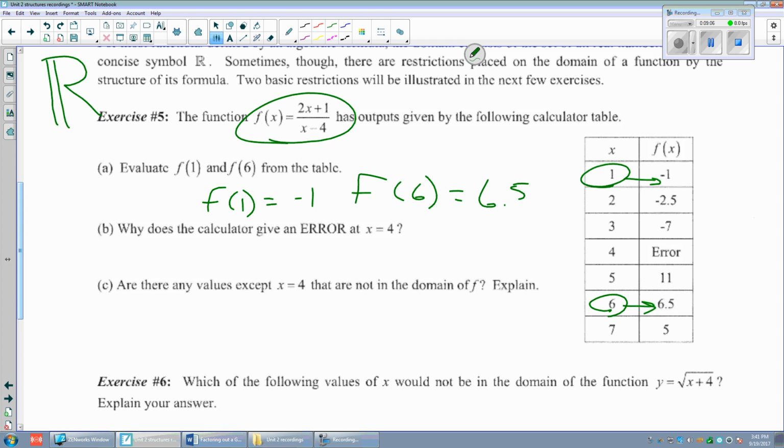Why does the calculator give an error at 4? Let me see. 2 times 4 plus 1 over 4 minus 4. Let me see. 9 divided by 0, divide by 0 error. You can't divide by 0. It's a no-no. Don't do it. Can't do it.